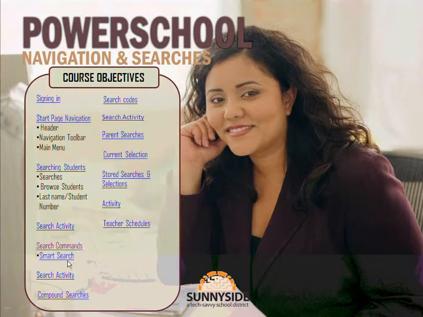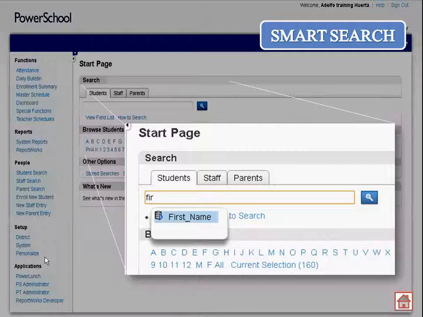Well, we have what we call smart searches, and that's our next topic. I'm going to click on that. Now, smart searches allow us to not have to know what the field names are. Notice in here, and I've zoomed this up for you, I'm not searching for a student name, I'm just searching for a field. When I type FIR, it automatically drops this box and it's asking me, are you looking for first name? Because that's a field in the system. And that's a smart search.